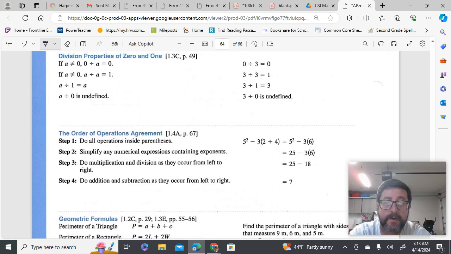Division properties of 0 and 1. Go over this, write it down, pause it, and read through it. Make sure that you guys understand. If you guys are having trouble understanding, let your parents know and they can contact me.